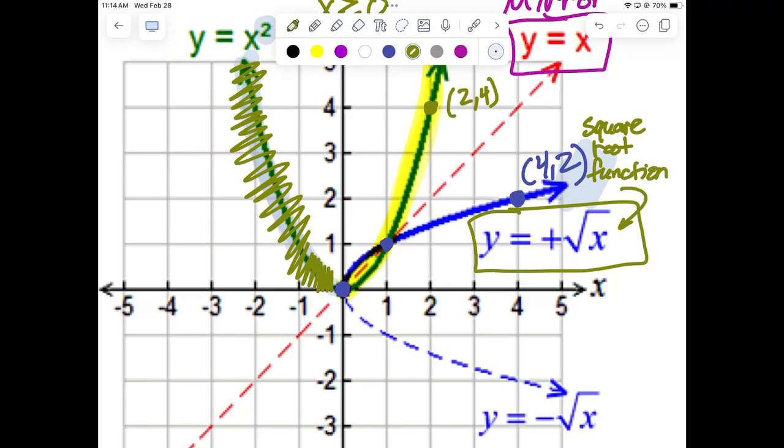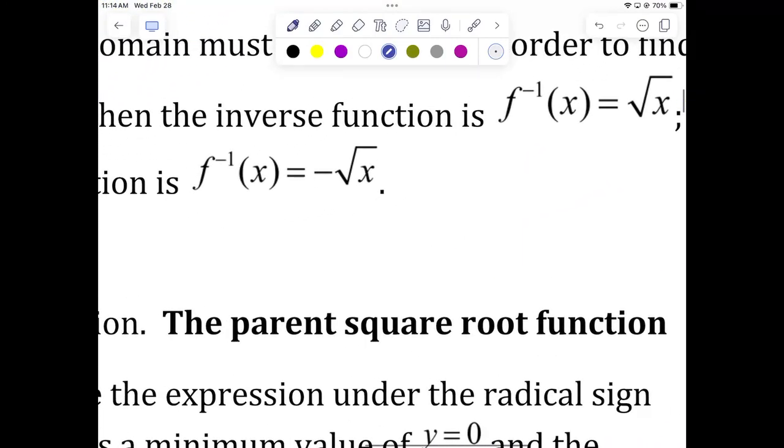The square root function. What does the square root function look like? Let's graph it over here. If I just look at y equals the square root of x, here's what you're going to graph it as. You're going to draw an x and y axis, and then you're going to come from the origin, and you're going to draw it up and going out like that. That's your parent square root function.